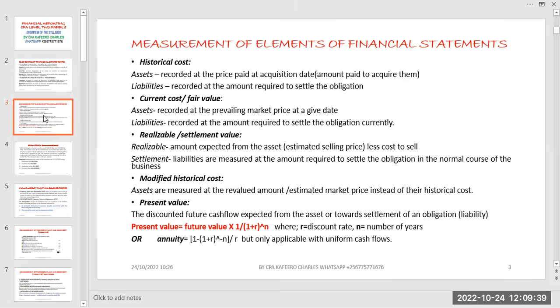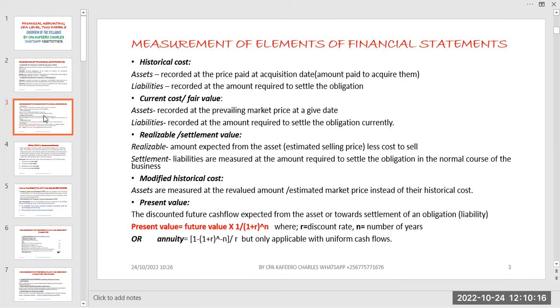Then lastly, in terms of the models, there is the present value. The present value, you can call it the value in use. If, let's say, the asset is not sold and we are going to be using that asset for a given period of its economic useful life, you find that that asset is going to be bringing in cash flows.